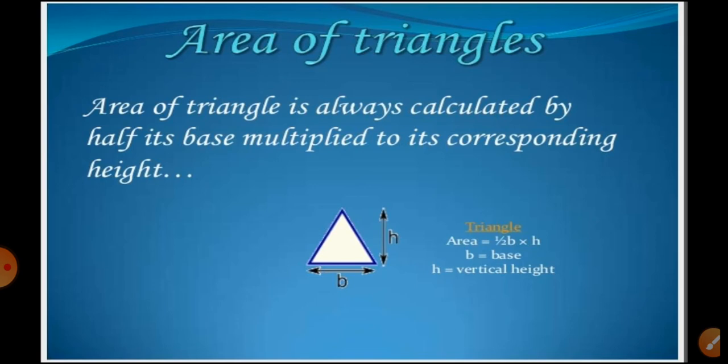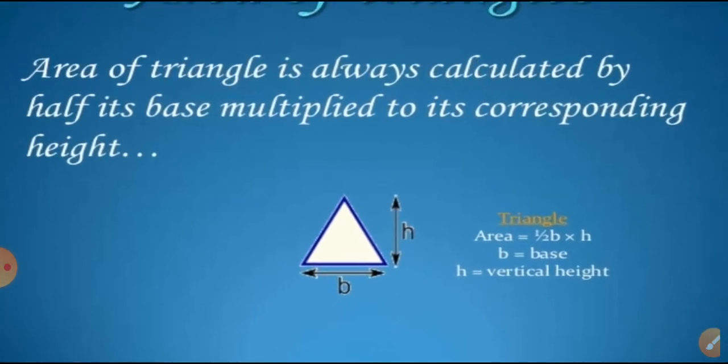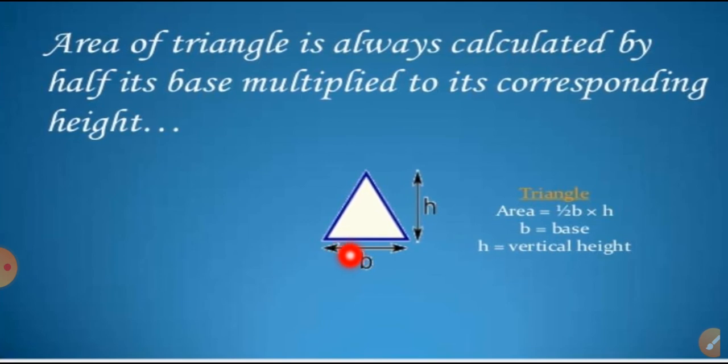Next, area of a triangle. The area of a triangle is always calculated by half its base multiplied by its corresponding height. Here in this triangle, see, B is the base and H is denoted by height, the vertical height. Okay, so the area of the triangle is by definition half into base into height.